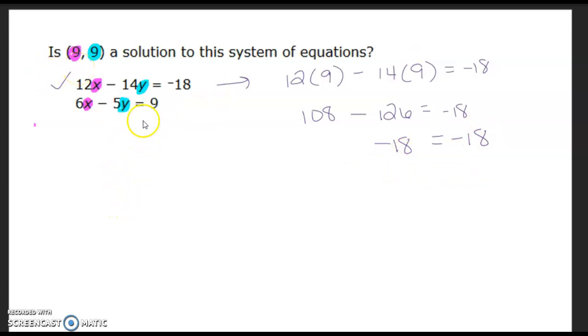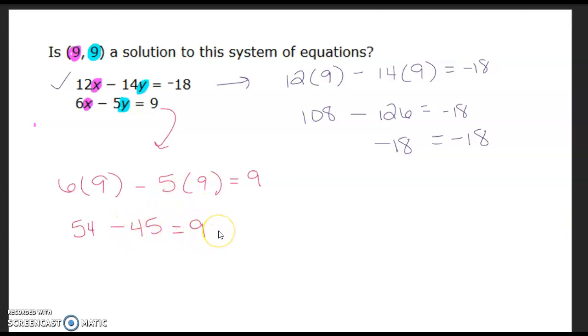Now let's see if it works for the second one. I'll do that one in pink down here. So we have 6, and instead of times x, I'm going to do times 9, minus 5 times 9, equals 9. So 6 times 9 is 54, minus 5 times 9, which is 45, equals 9. 54 minus 45 is 9.